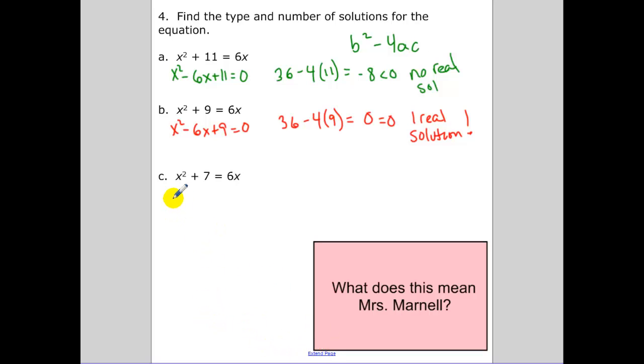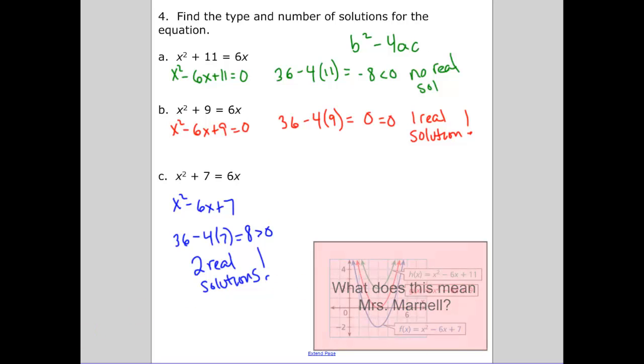And then lastly, eight is greater than 0, so we have 2 real solutions. Okay, so I have a little thing here.